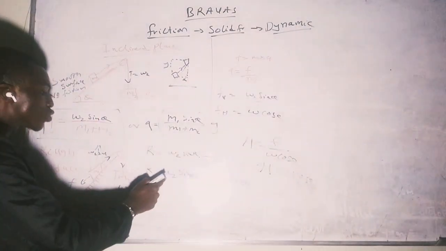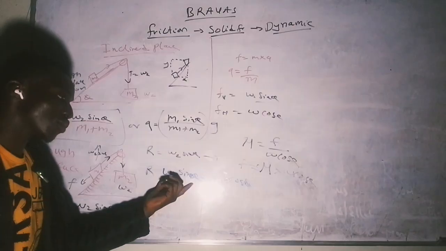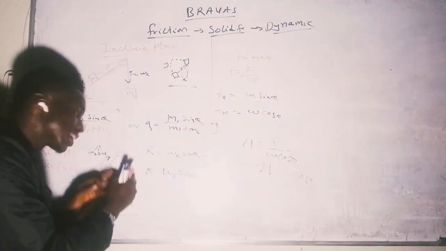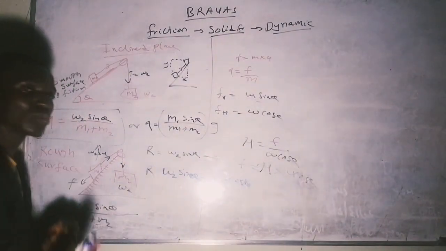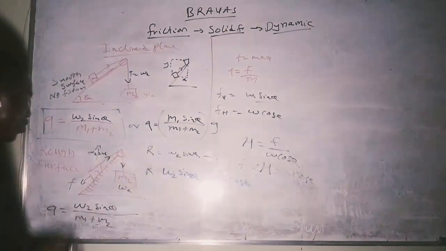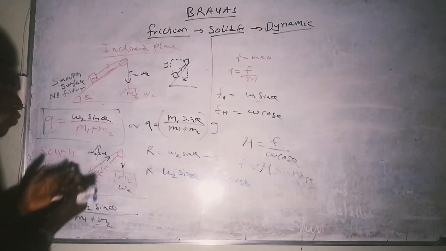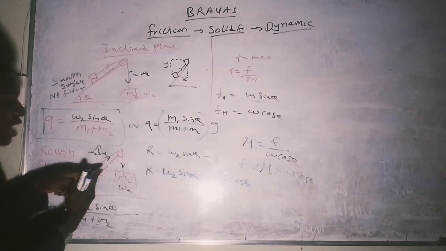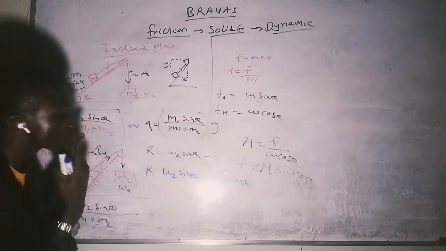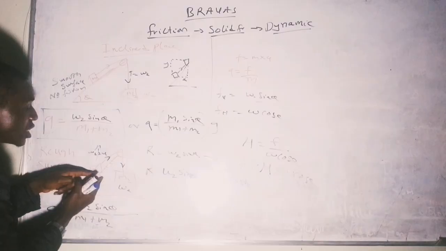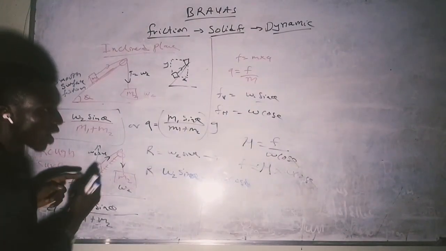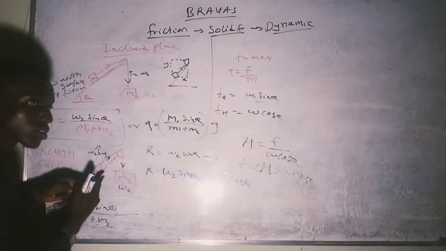But why are you using W2 here? We are talking of the force that is dragging it. M2 is the one that is dragging M1, so we use W2. But now we are talking of friction. Who is friction disturbing? It is M1, because M1 is the one in contact with another surface. And when there is contact between two surfaces, friction will affect the relative motion of M1. So friction is the opposition to motion.